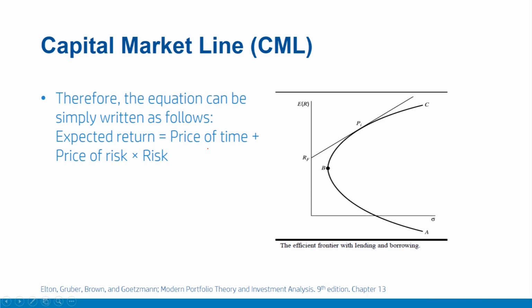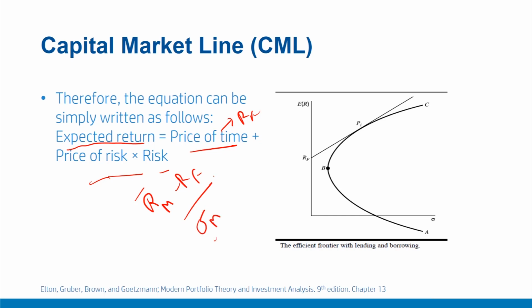So the resulting equation is: expected return on any efficiently priced security is price of time plus price of risk into risk. Price of time is nothing but risk-free rate. Price of risk we have already discussed, which is RM bar minus RF, the additional return for taking the risk, standardized by market risk sigma M, into risk, which is sigma E. Sigma E is the risk of efficient portfolio. This component is the price of risk. This is the total risk.